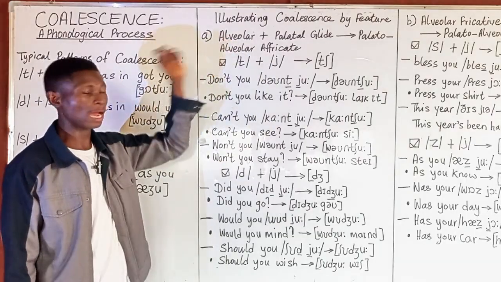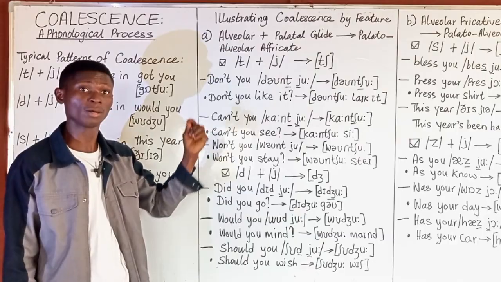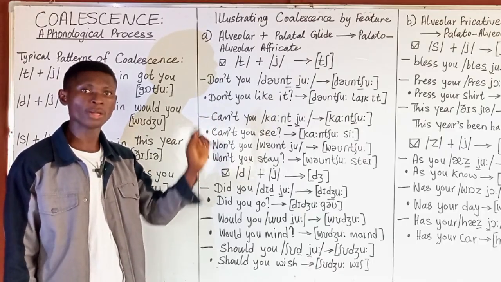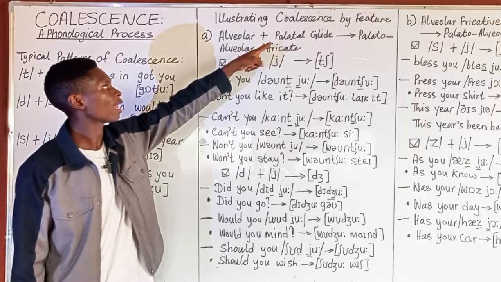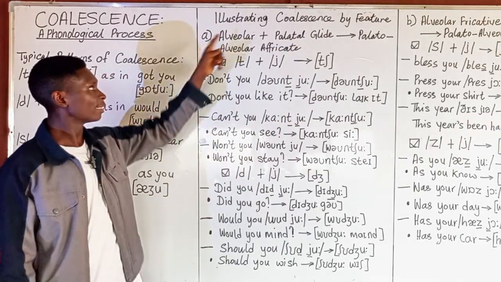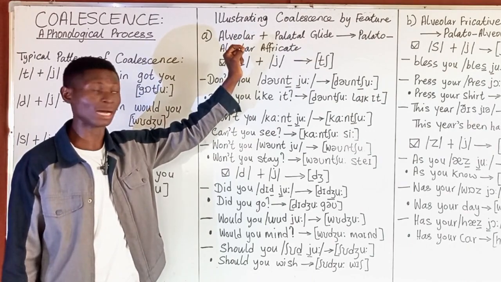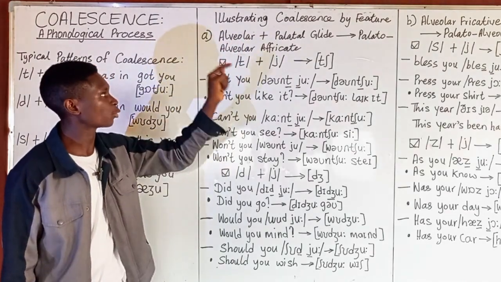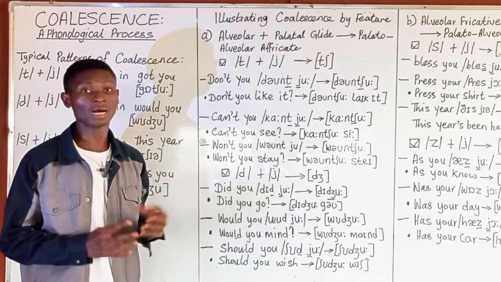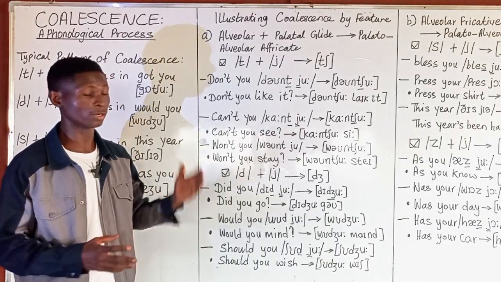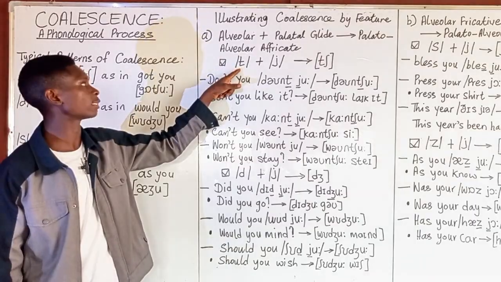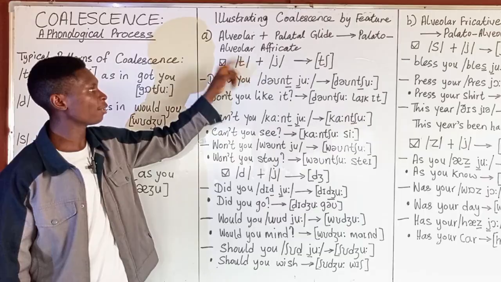So when we have an alveolar sound, that is the sound produced with the help of the alveolar ridge, at the end of a word, and then the succeeding word or the next word begins with a palatal sound, a palatal glide, which is the Y sound, the two sounds, the alveolar sound and the palatal sound, will combine to give us palato-alveolar affricates. We have two palato-alveolar affricates in English language, and we are going to see them here. Ranges from ch.